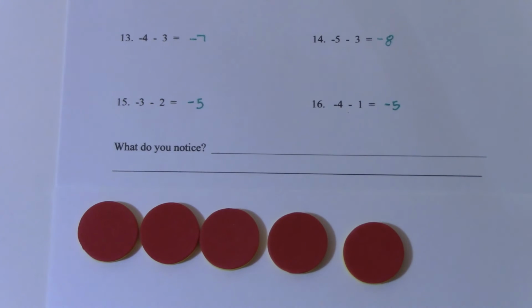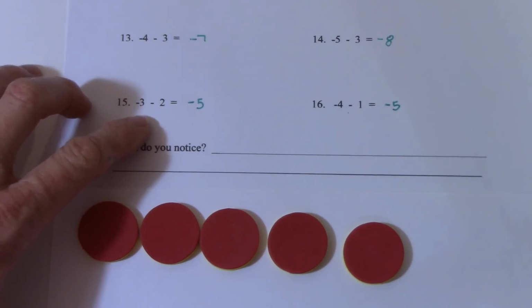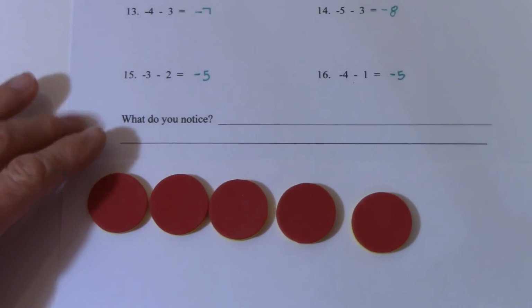And the question asks us, what do we notice? Well, what we notice is that when we introduced a 0 pair, we ended up getting more of the negative chips. Because we're taking away a positive, so we ended up getting more negative chips.